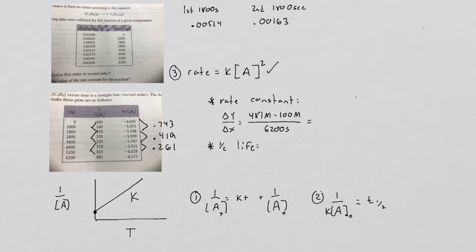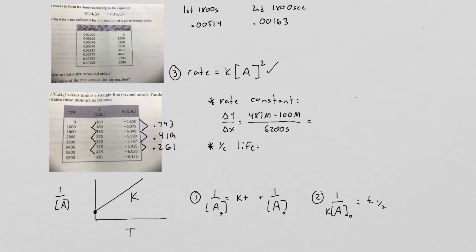You should be able to look at data and maybe recognize this if the numbers are easy to work with. So let's make sure this is not zeroth or first order by just looking at the data. Now, if it was zeroth order, what we would expect is that if we look at a consistent time interval, the change in concentration would be consistent as well, because the graph of concentration versus time for zeroth order is a straight line with a negative slope.